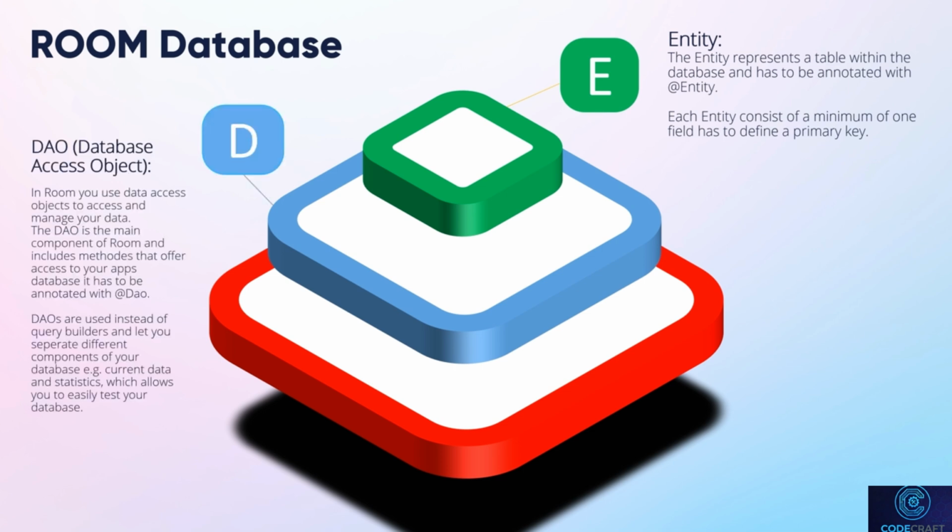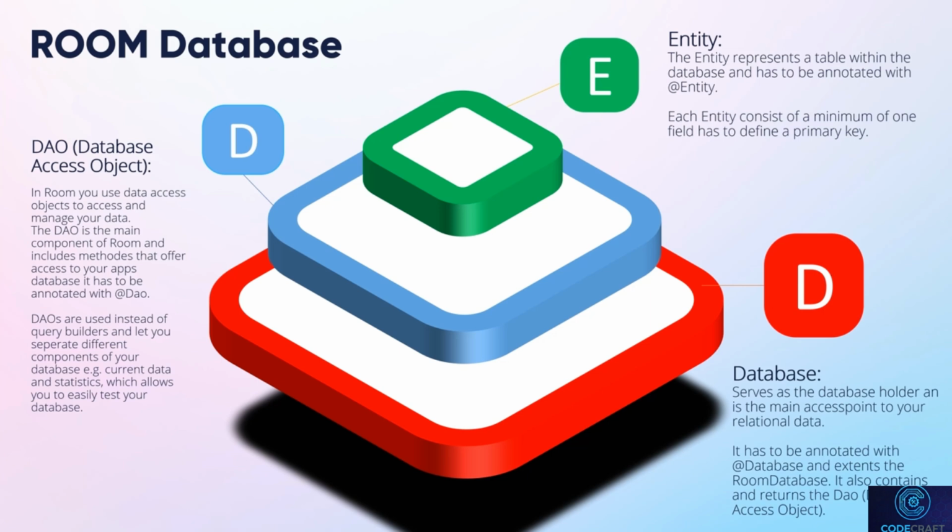The second component is the DAO, Data Access Object. In Room, you use data access objects to access and manage your data. The DAO is the main component of Room and includes methods that offer access to your app's database. It has to be annotated with the @Dao annotation. DAOs are used instead of query builders and let you separate different components of your database, for example, current data and statistics, which allows you to easily test your database.